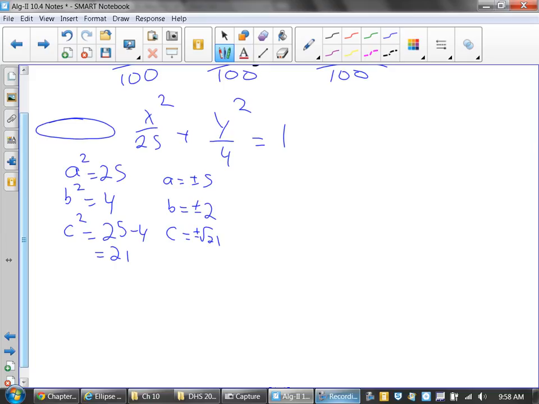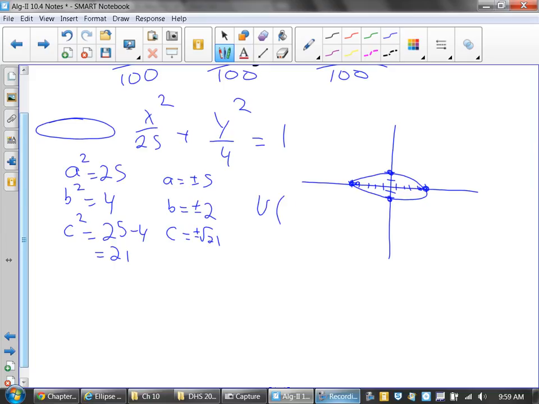Go to plot centered at the origin. Your vertices are going to be on the x-axis, plus or minus 5. Co-vertices at plus and minus 2. There's your oval. Square root of 21, well that's bigger than the square root of 16, but it's smaller than the square root of 25, so 4.5-ish.